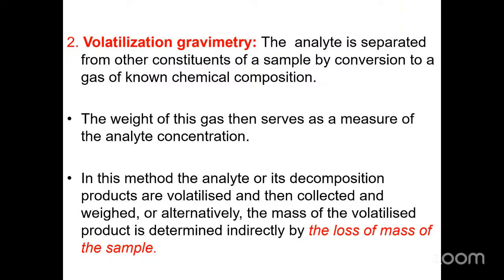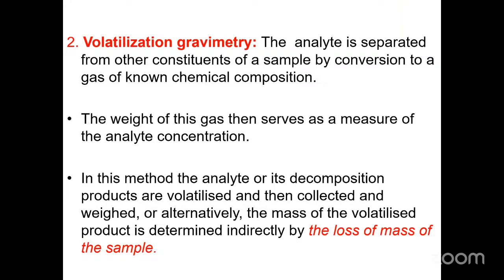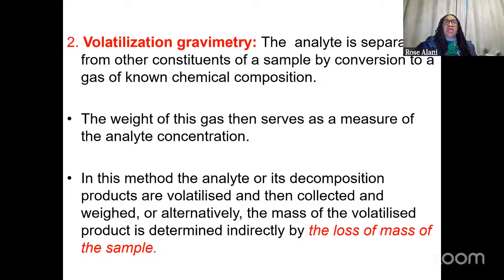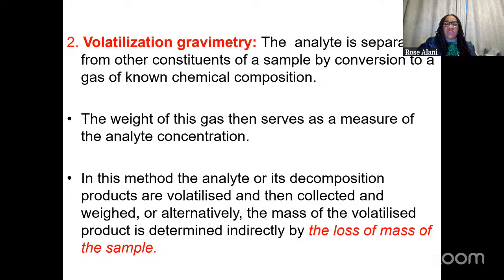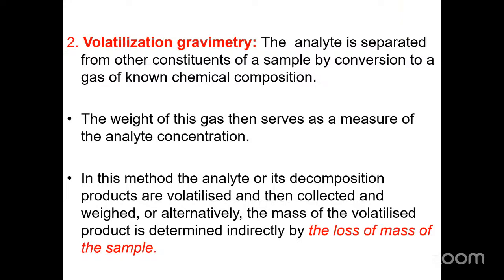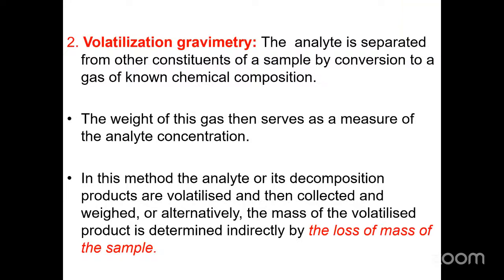So in this method, the analyte and its decomposition products are volatilized. Then they're collected and weighed. Apart from this way, there's an alternative way of carrying out volatilization gravimetry. In this case, the mass of the volatilized product is determined indirectly.